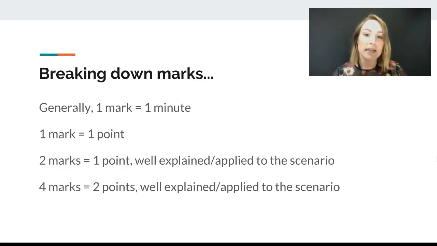Now generally 1 mark equals 1 point, traditionally an identify kind of question. 2 marks is 1 point that is well explained and applied to the scenario. Really, really important that that is well explained and applied. So obviously following that logic, if you have a 4-mark question, that's 2 points. You need to explain them and apply them to the scenario. So if you aren't given a scenario, you need to really explain that properly for you to get full marks for that question.